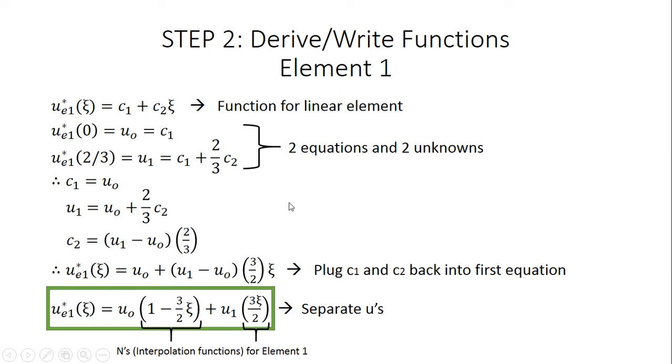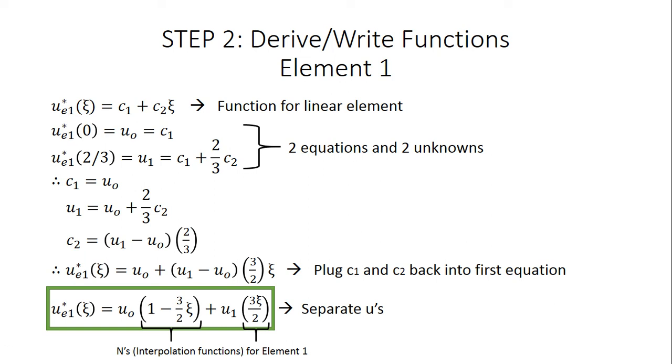We have 2 equations, 2 unknowns, because we don't know what c1 and c2 are. Therefore, we are going to use these 2 equations in order to solve for c1 and c2, and you'll notice that they're going to be in terms of our displacements, because at z equals 0, we have a displacement of u0, and at z equals 2/3, we have a displacement of u1.